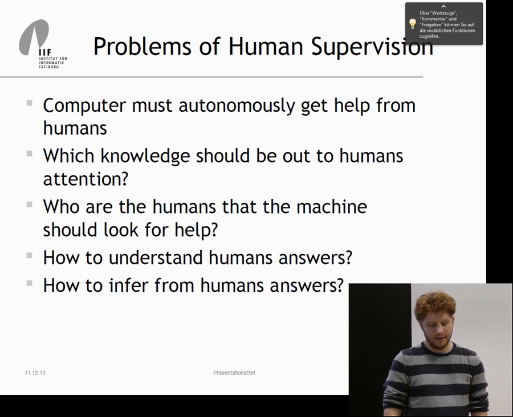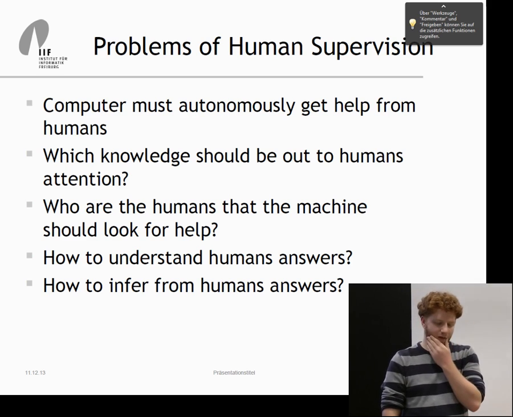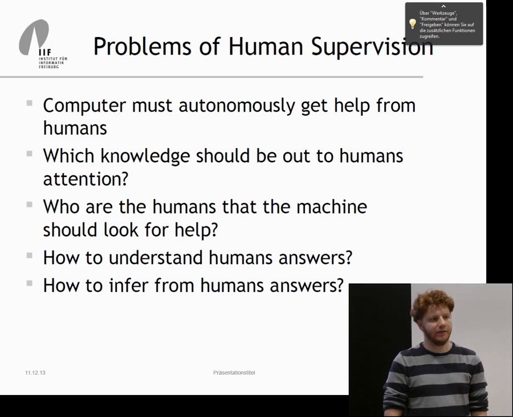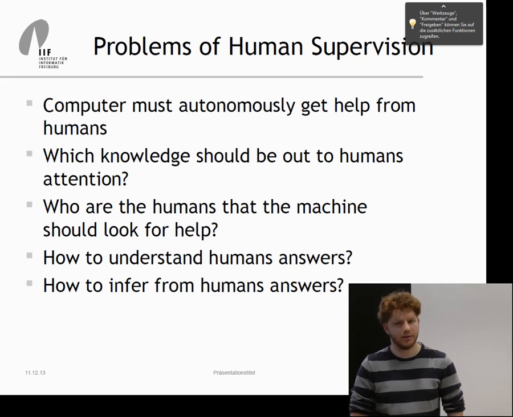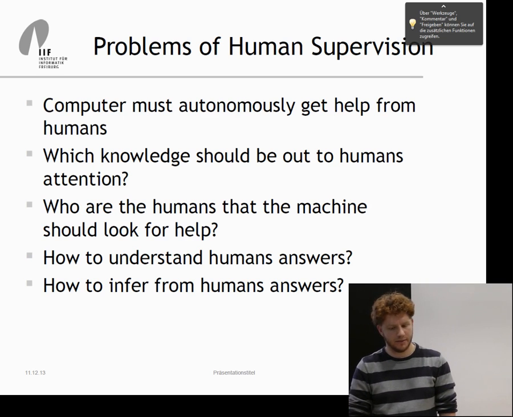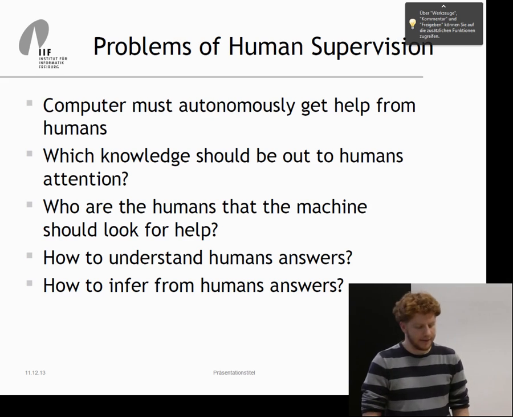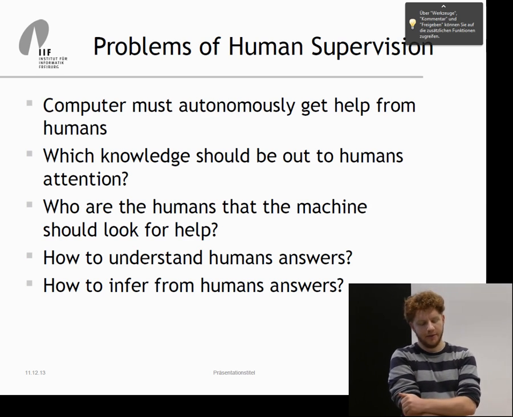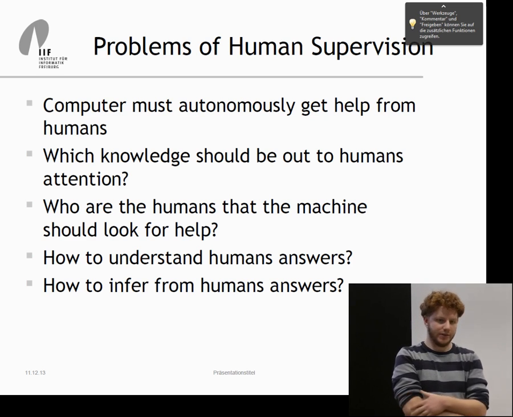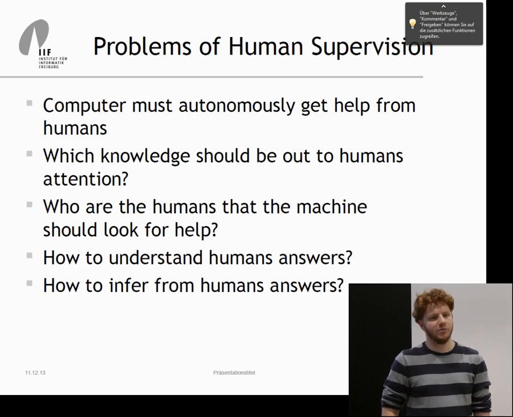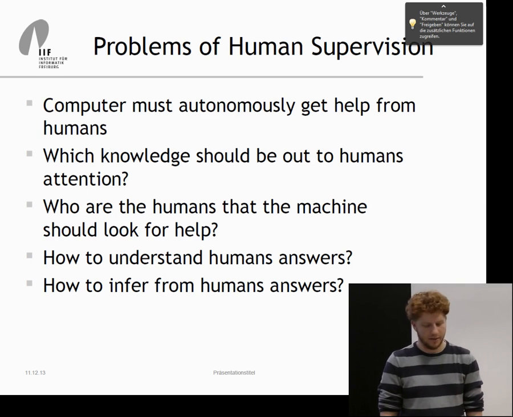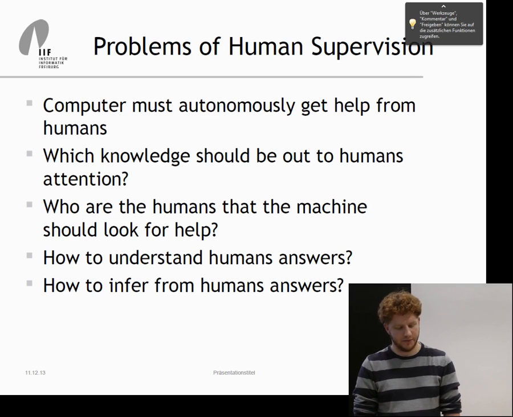As I said, and then there's the question which knowledge should get out to humans' attention. So we can't ask humans about all the facts, because some relations in a knowledge base humans wouldn't get and couldn't answer if it's correct or not. And there's the question, who are the humans that the machine should look for help? If we go to one community which is about cooking, we can't ask the humans in this community if some car is of some brand or not, because they aren't. The community isn't good for this question.